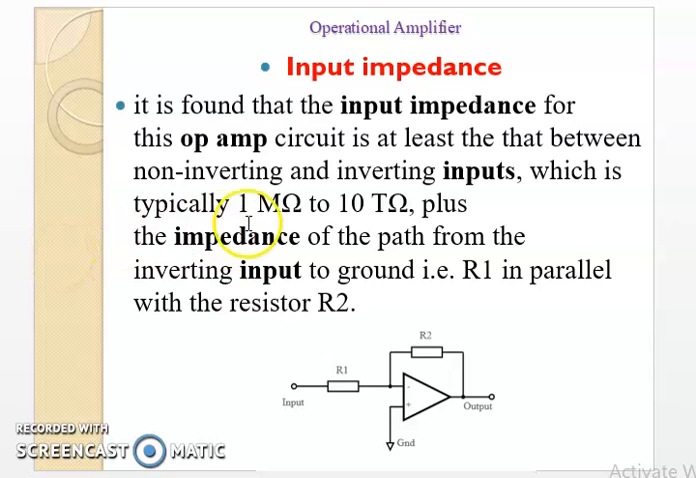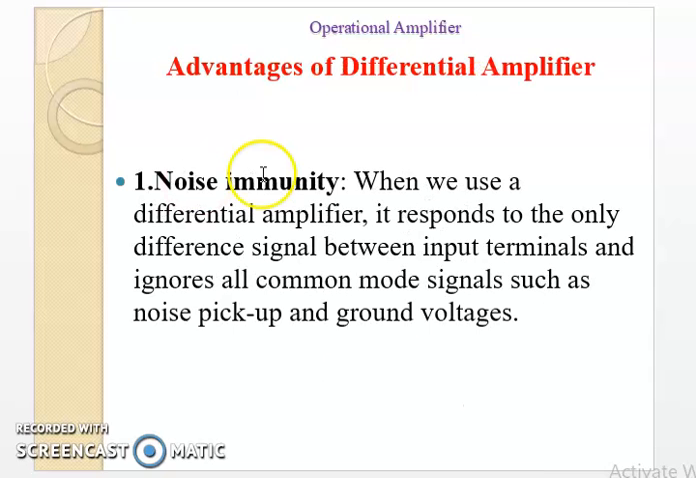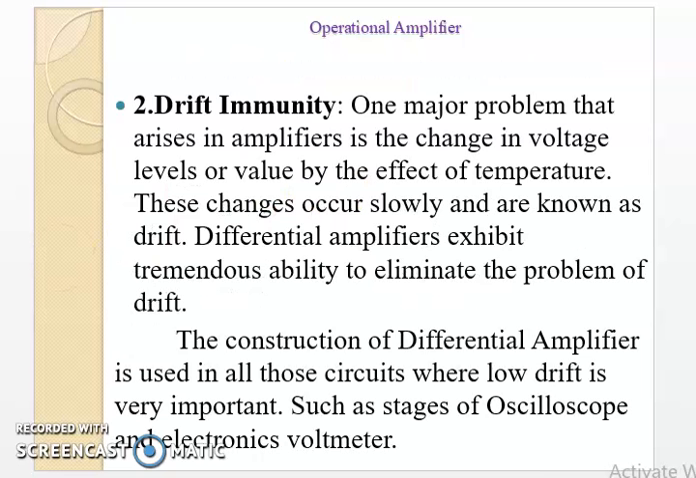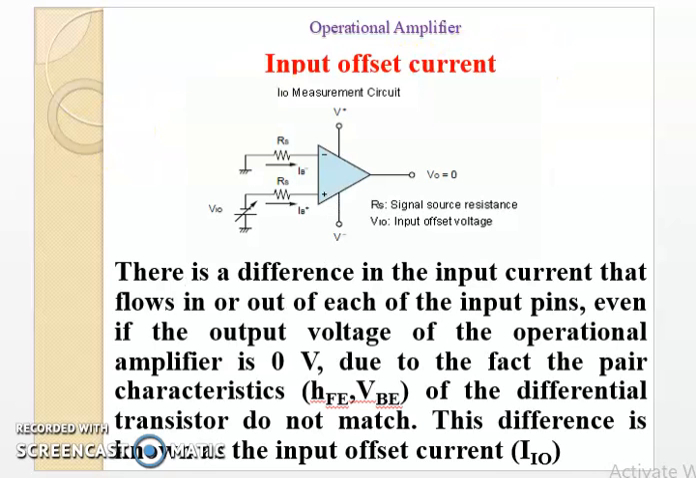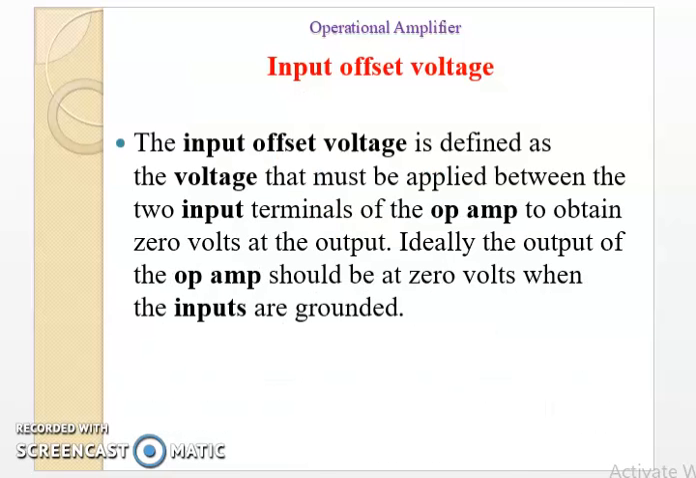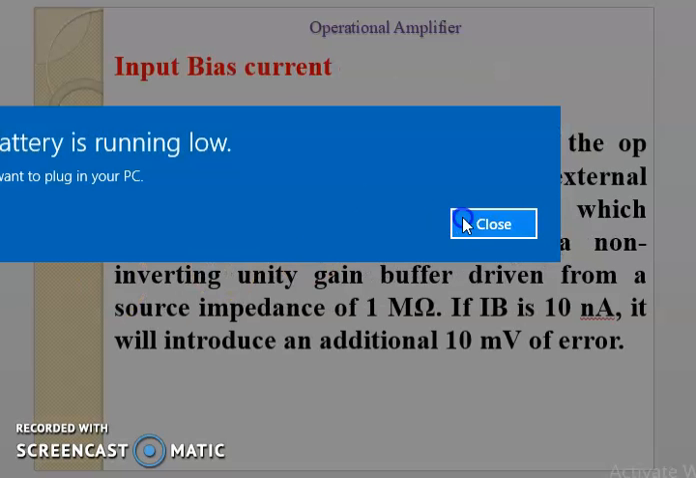So in this way, the operational amplifier has two advantages: noise immunity, and the second one, which is very important, drift immunity. And we covered various concepts about the operational amplifier: input offset voltage, input offset current, input impedance, and the output impedance, etc.